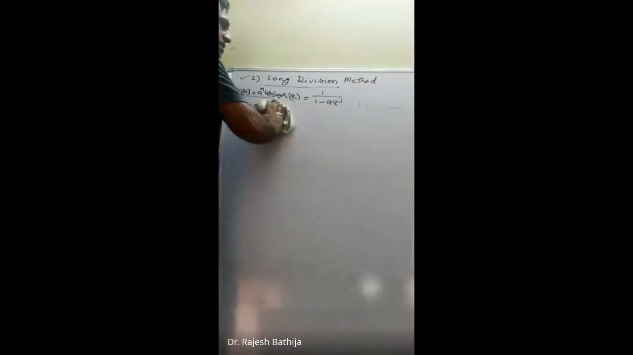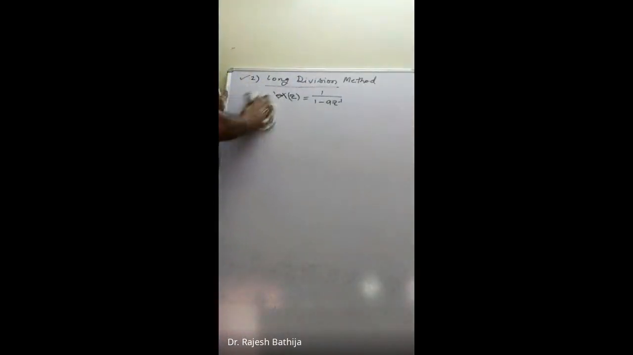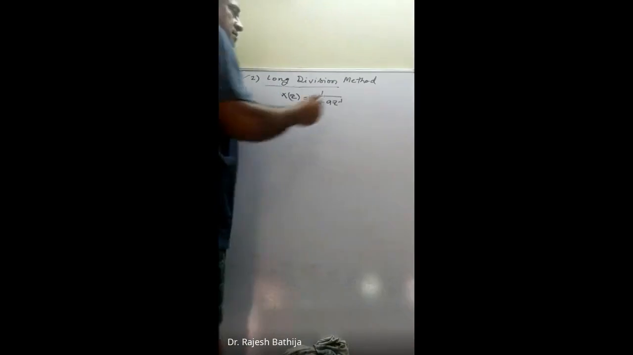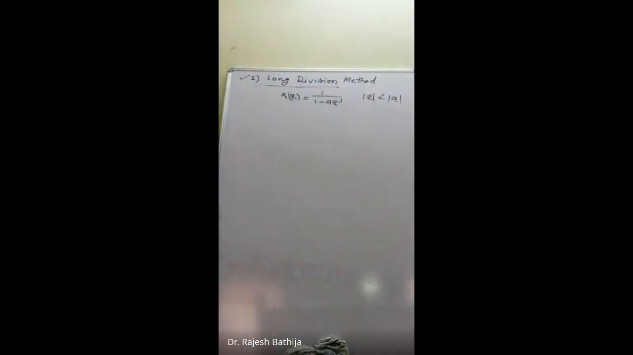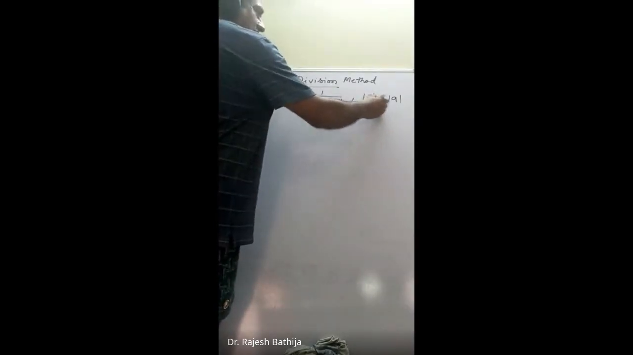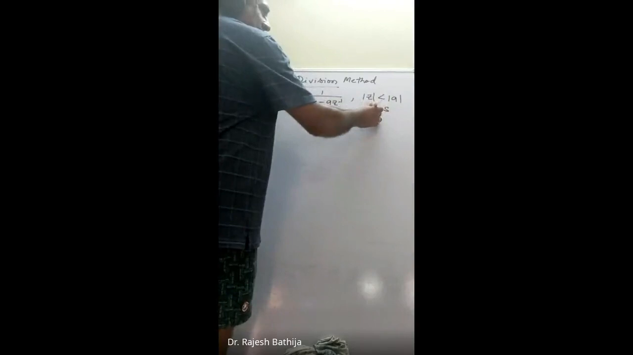Now see, if I have this ROC in the reverse form, that is, if I have ROC as mod of z less than mod of a for the same expression, then it is a left-sided signal because ROC is given as less than. So you can remember it: less than, and it is LHS. Both start with L. If it is right-sided, then it is greater than, right?